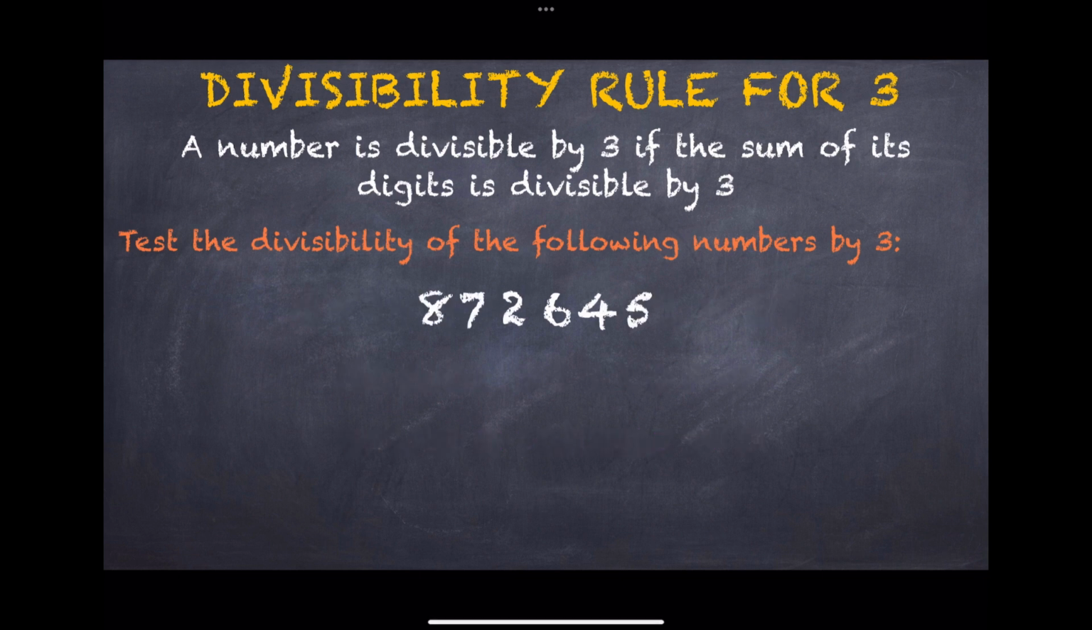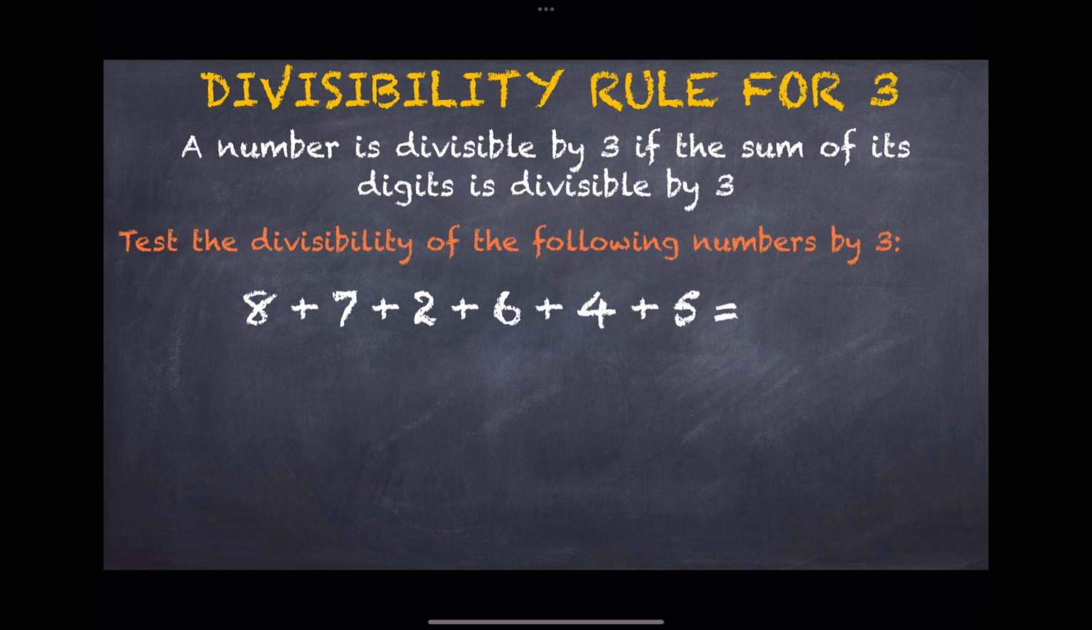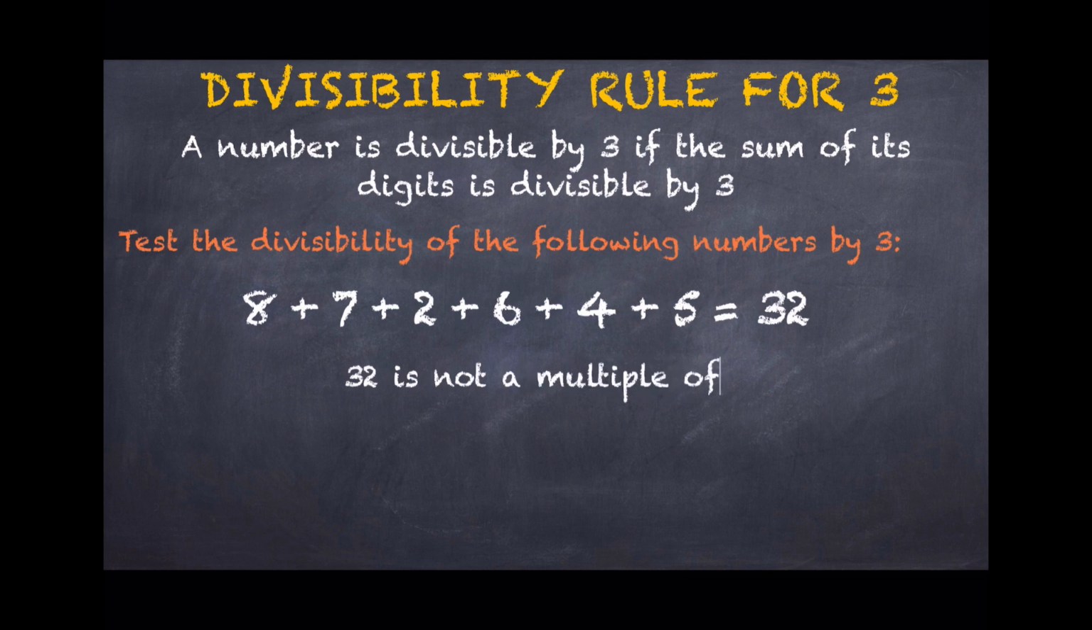Next we have 872,645, which is 8,72,645. If I add up all the digits of this number, I obtain the sum as 32. And we all know that 32 is not a multiple of 3, which implies that 32 is not divisible by 3. Hence, 8,72,645 is not divisible by 3.